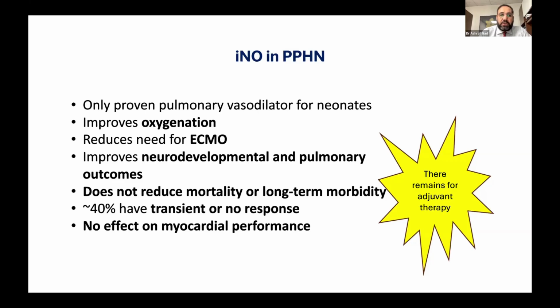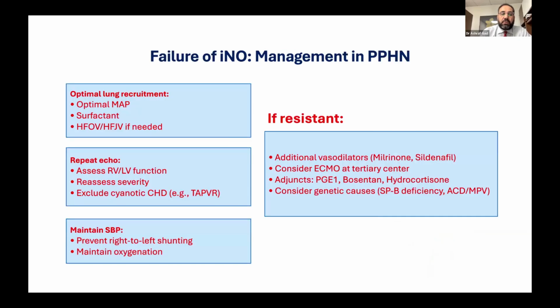It's been shown to improve oxygenation, reduce the need for ECMO, and improve the pulmonary outcome, but does not really affect the mortality or long-term morbidity. And many babies are not responders. 30 to 40%, they are labeled as non-responders. Nitric oxide is a local medication and works on the lung only for the most part, and does not affect the cardiac function. And actually, it can worsen it in those listed conditions. So anything else is an add-on medicine, and we'll go through this quickly.